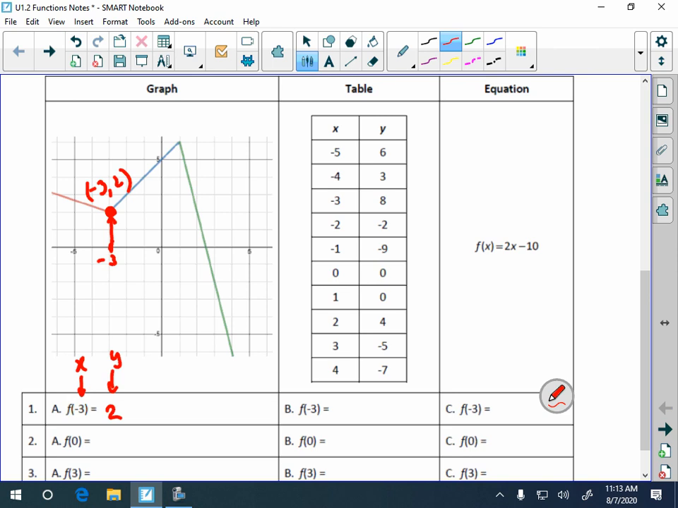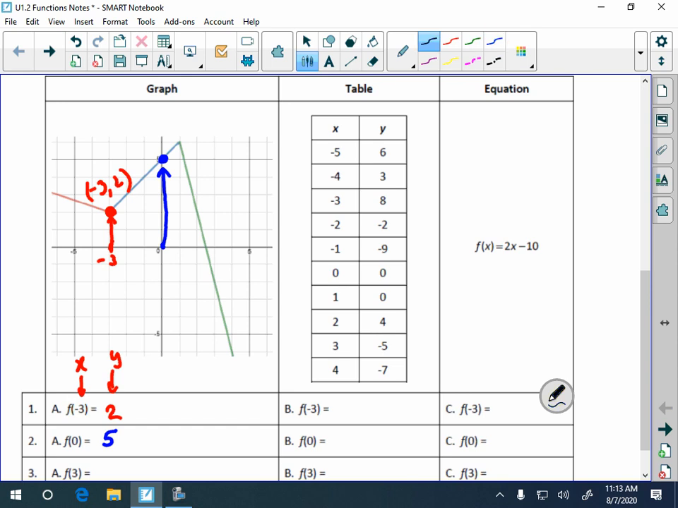So let's do number 2, f of 0. So we've got to go and find 0 on our x-axis, and then go up or down to intersect the graph. Okay, so here's 0. Well, we know we're going to have to come up, and it's going to be right there. All right, and that ordered pair right there is 0, 5. So that means when x is 0, y is 5.